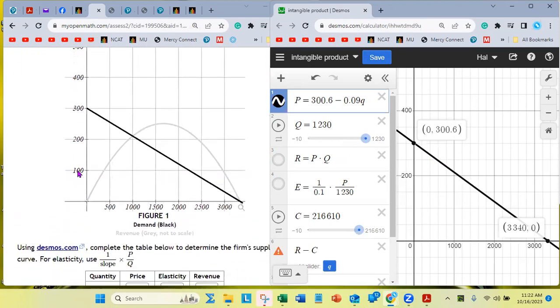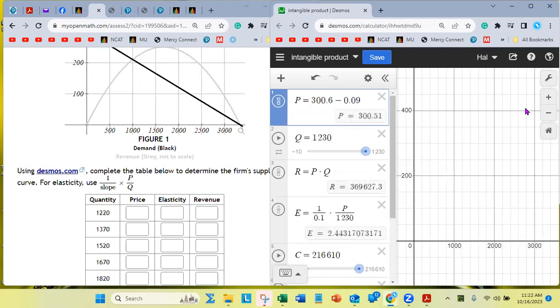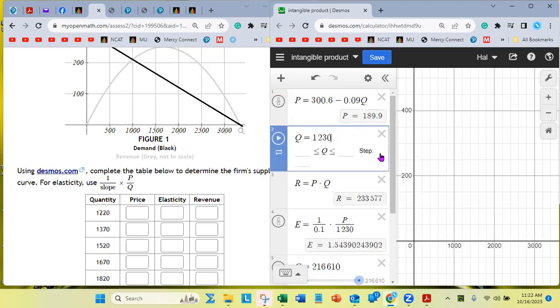Now, in order to fill out this table down here, I'm going to change this little q here to a big Q. And when I change that little q to a big Q, I'm going to calculate prices along the demand curve. So if my price is $300.51, then we're talking about the first person's willingness to pay for that software. Okay. So I changed that little q to big Q, and then I can calculate prices along the demand curve.